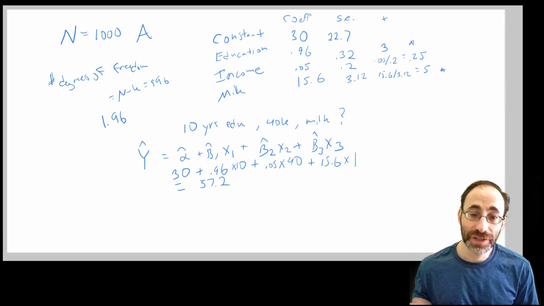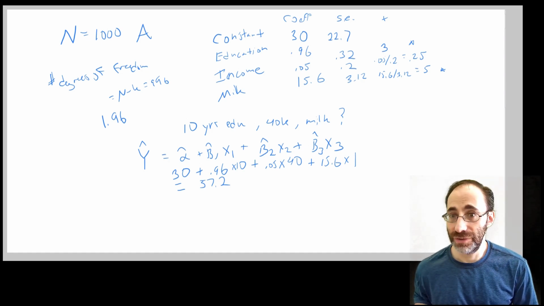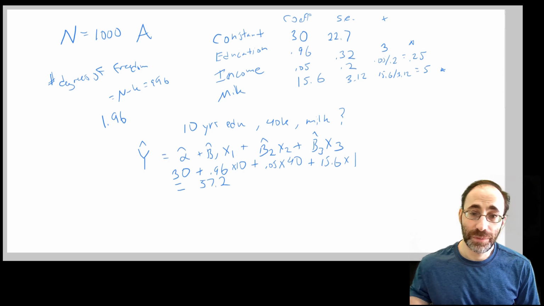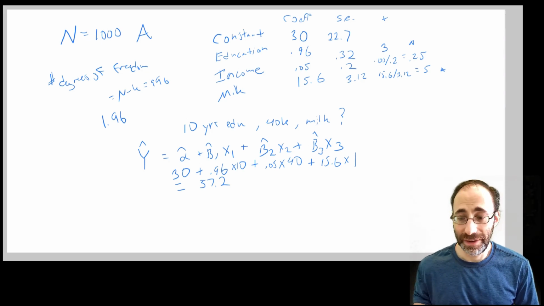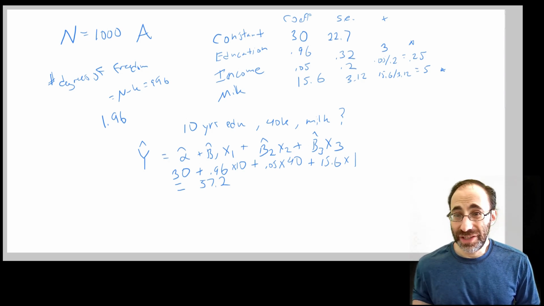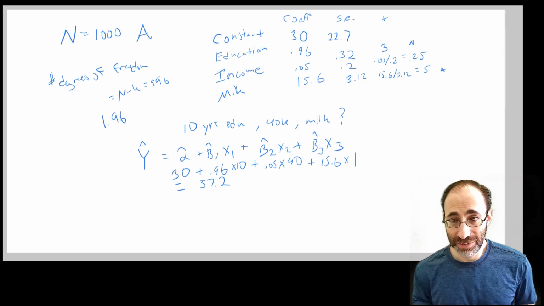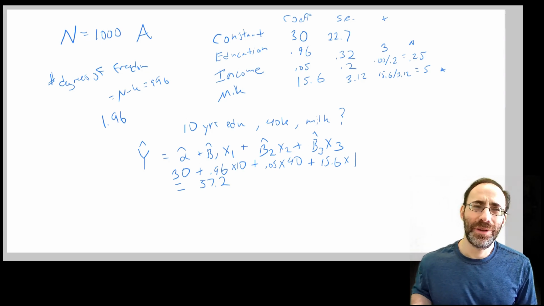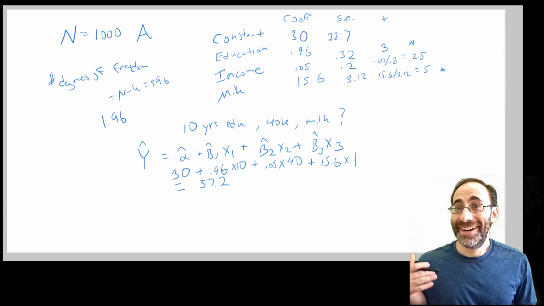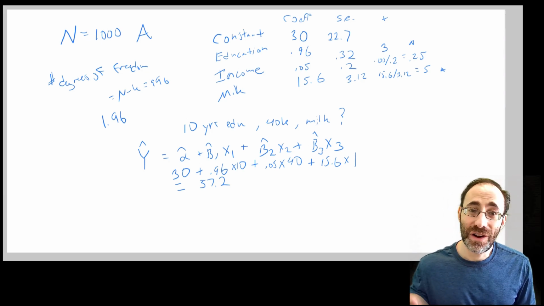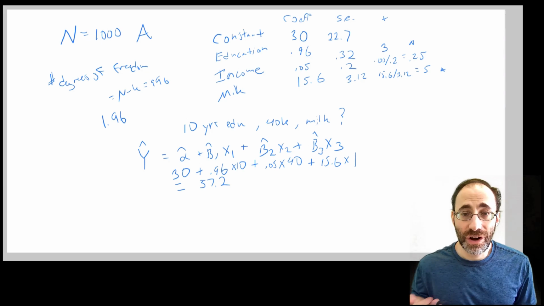So a person with 10 years of education, making $40,000 a year, who drank milk, would have a 57.2% chance of voting for candidate A. This example is obviously ridiculous. Milk does not sway elections that they know of. Well, I guess no one's really studied that fully. Anyway, we don't think it sways elections. However, all that said, this is all we're doing here.